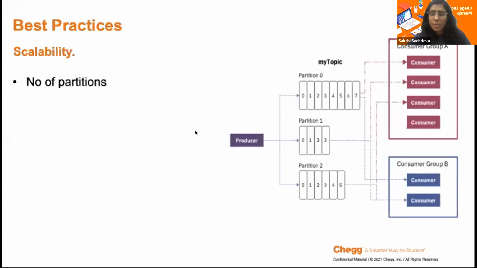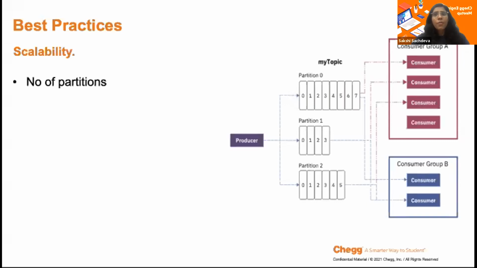With this, I come to the first practice, that is the number of partitions. We should come up with the right number of partitions. We can decide the number of partitions based on the throughput and parallelism we want to achieve.